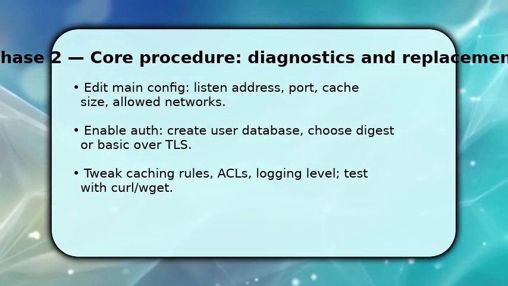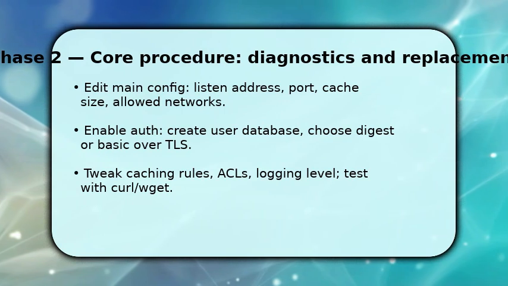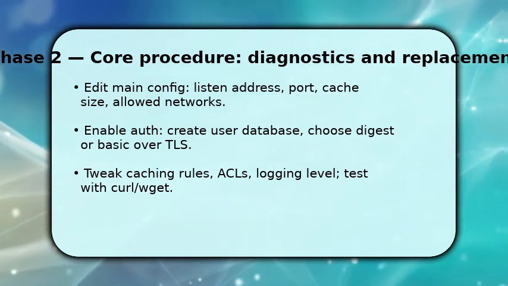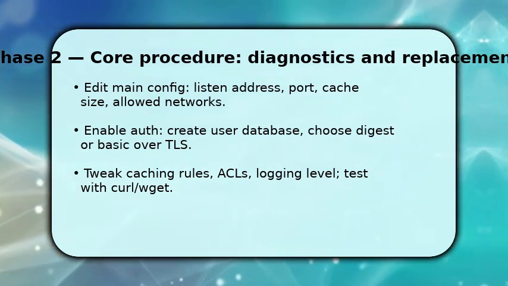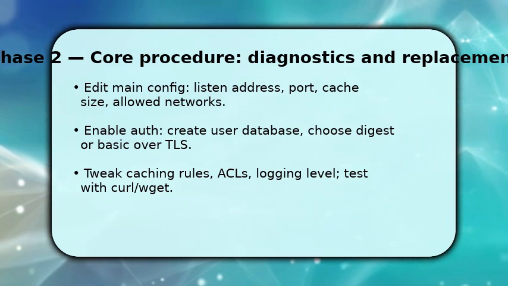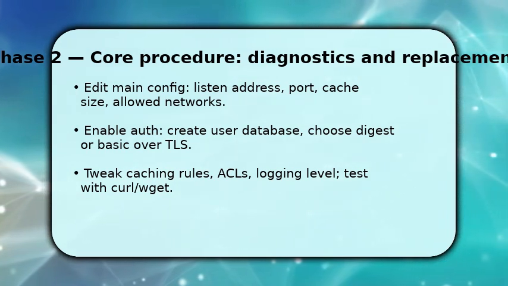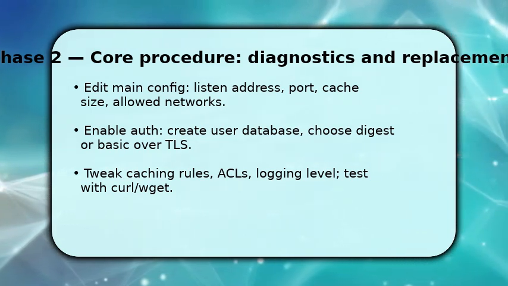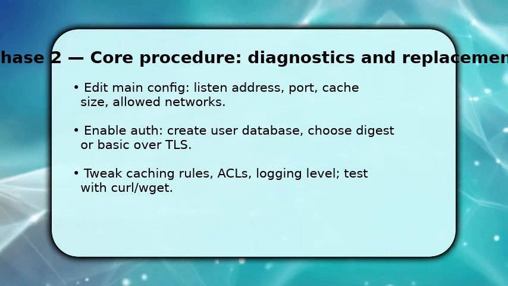Now you configure the proxy service itself and focus on the complex middle steps. Open the main config file and set the listen address and port. Assign cache size to balance memory versus disk. Create access control lists to restrict networks and enable authentication. Choose digest when possible, but wrap basic with TLS.